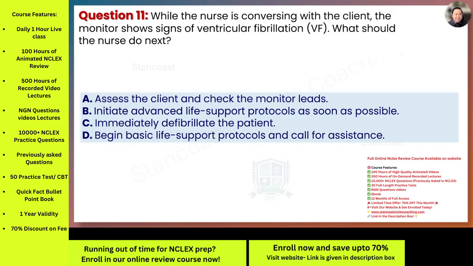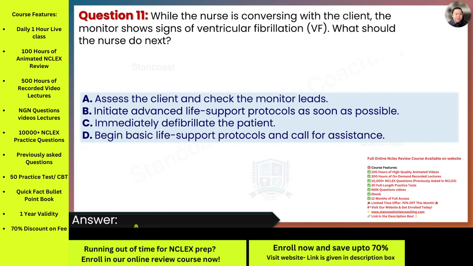Initiate advanced life support protocols as soon as possible. C. Immediately defibrillate the patient. D. Begin basic life support protocols and call for assistance. The answer here is letter A.